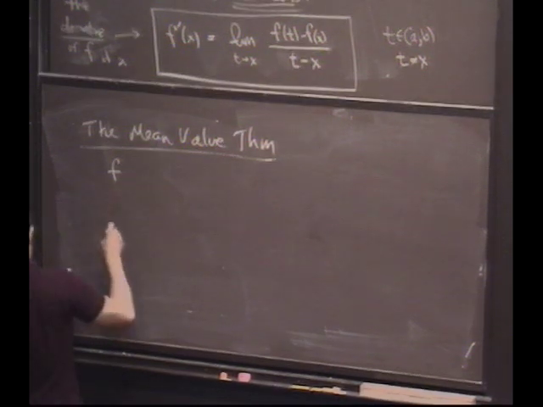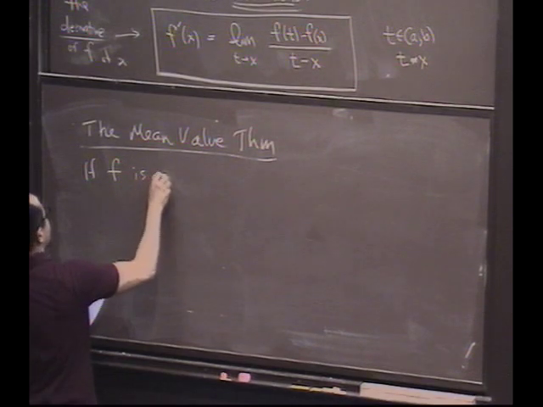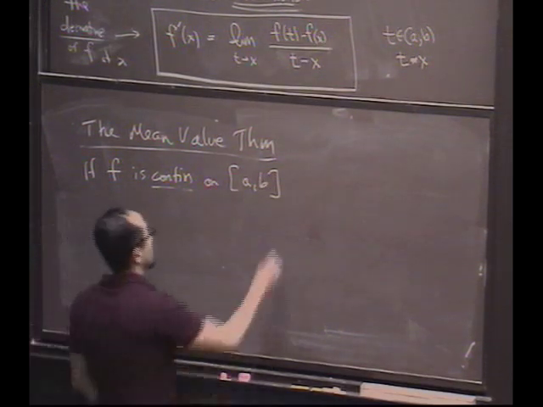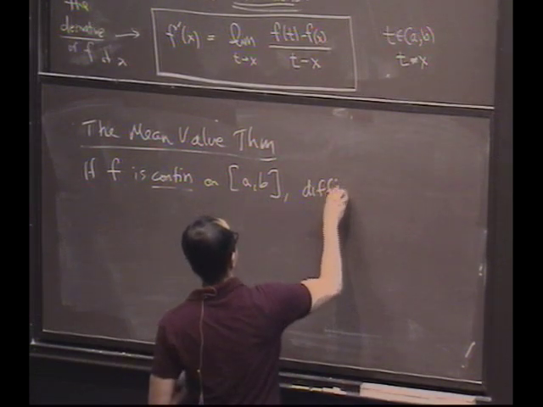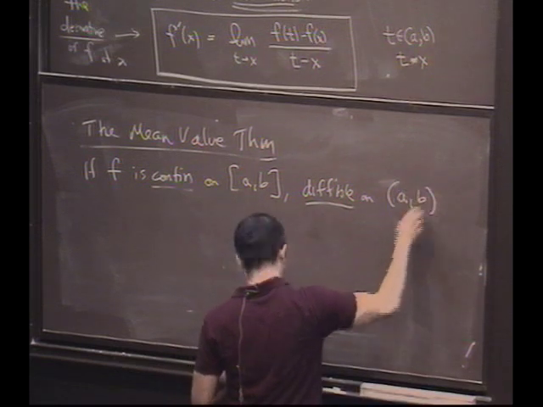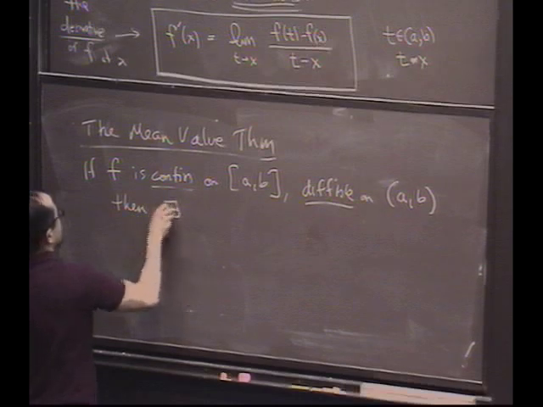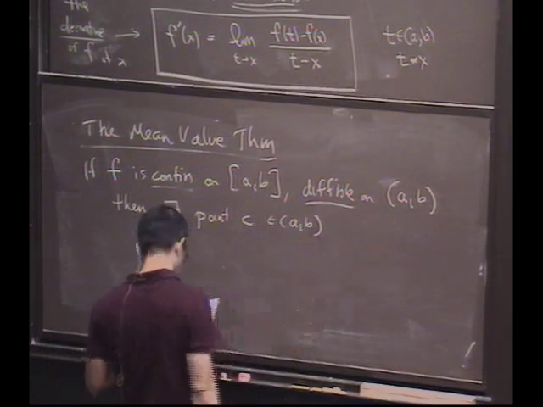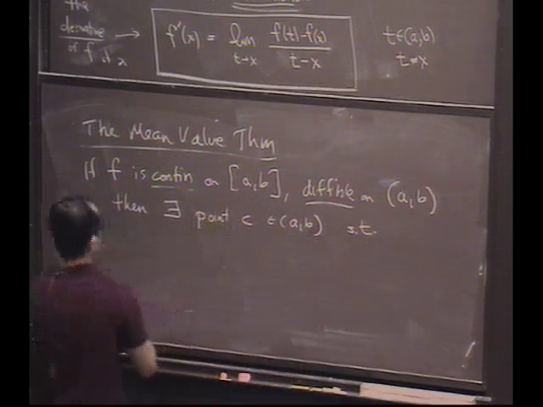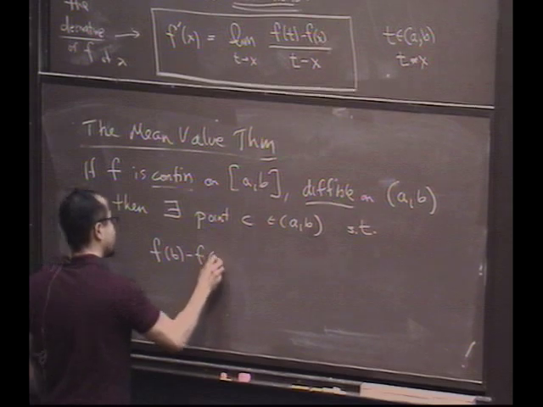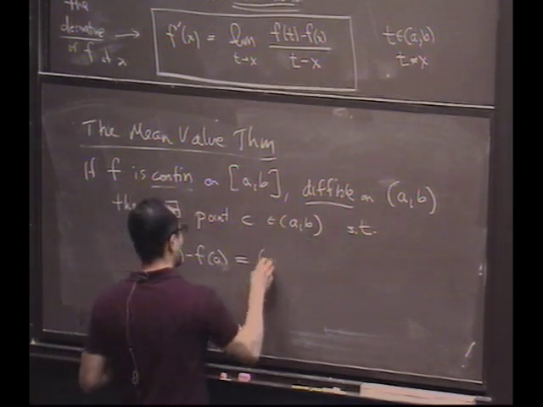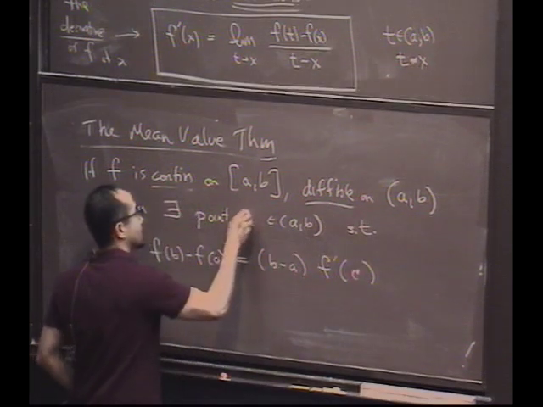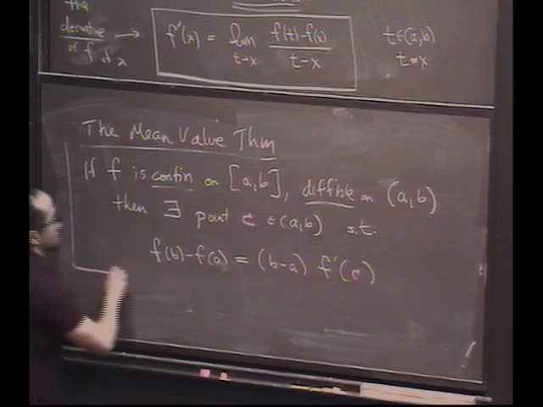So let me first say what it is. It says if f is continuous on, let's say, some closed interval [a,b] and differentiable on the open interval (a,b), then the claim is there exists some point c inside (a,b) such that the following is true: f(b) minus f(a) is equal to (b minus a) times f prime at this mysterious point c that we claim exists. Okay? This is the mean value theorem.